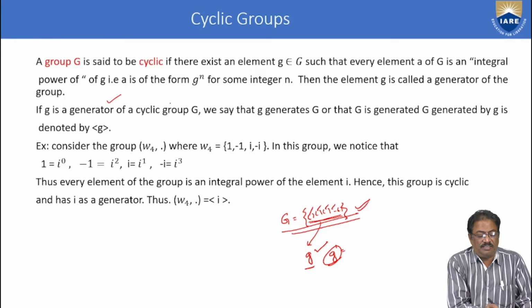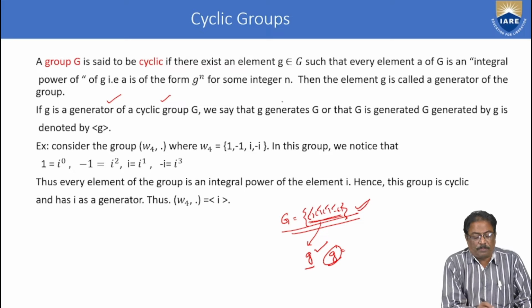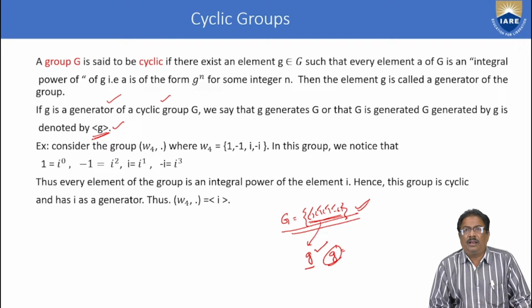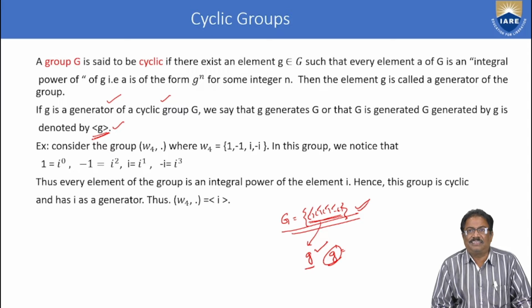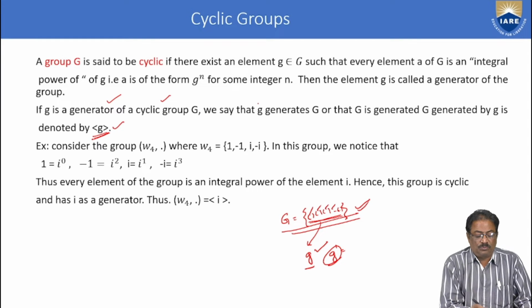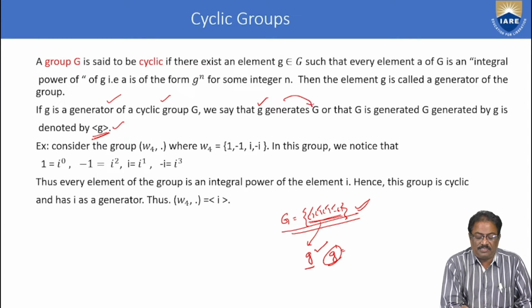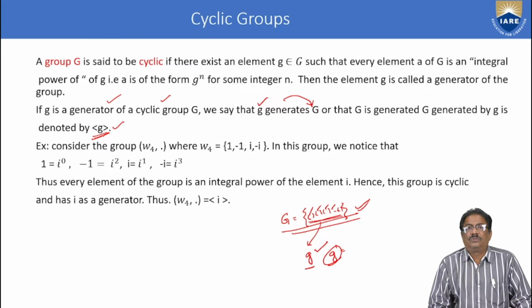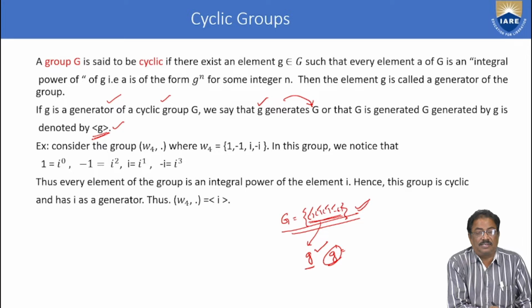So if g is the generator of a cyclic group G, then we represent it with this symbol. We say that g generates G. We say that the element g generates the group G, and we represent the generator with this symbol.